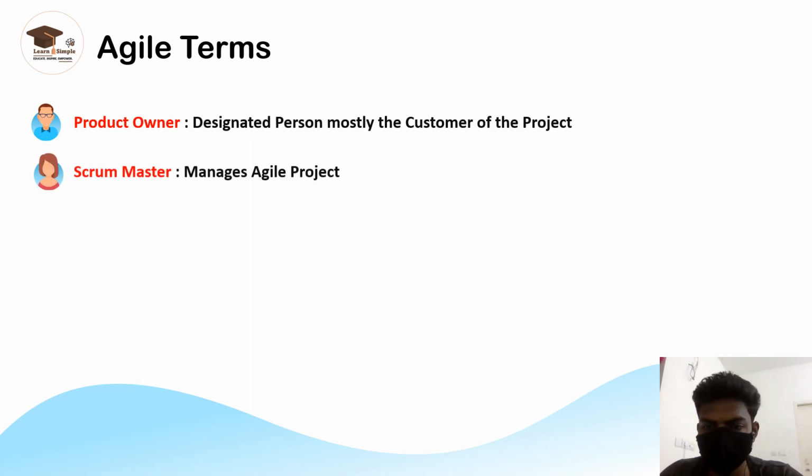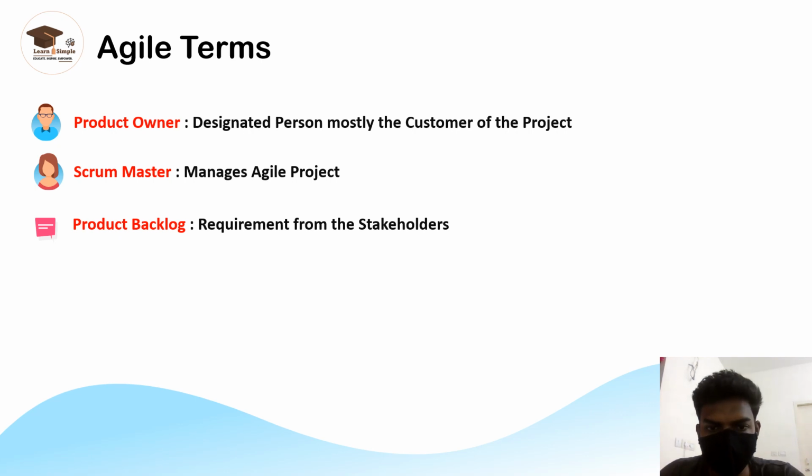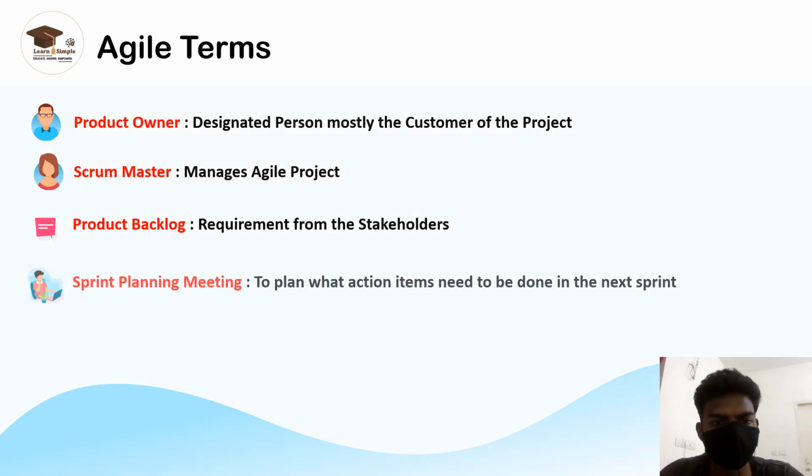Scrum Master is the person who will generally be managing the agile project. So basically, he used to run the sprint meetings. Product backlog is the requirement from the stakeholder, which is basically the requirement given by the product owner. The key thing with respect to this product backlog is that the product owner is the person who generally used to prioritize the product backlog based on the value it's going to bring in.